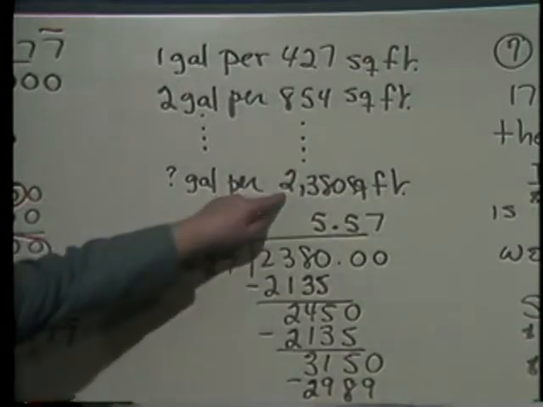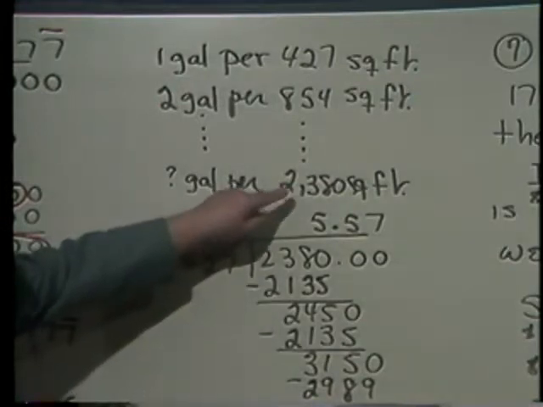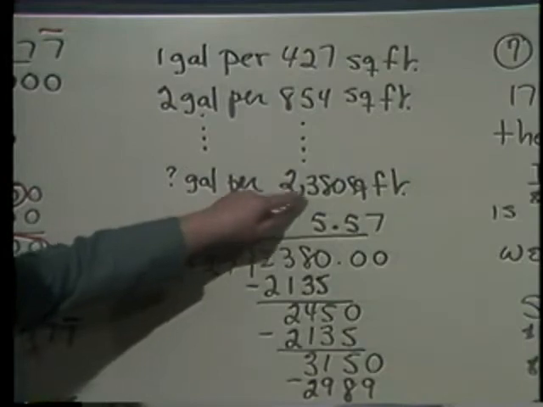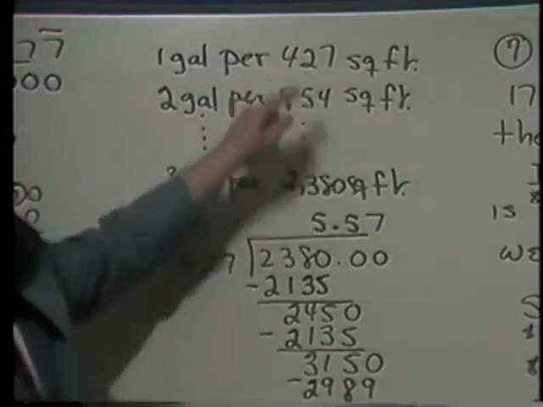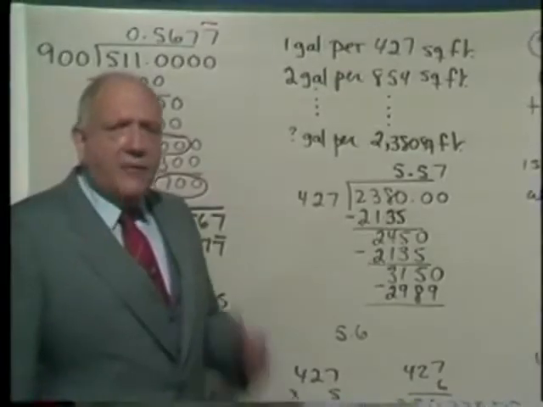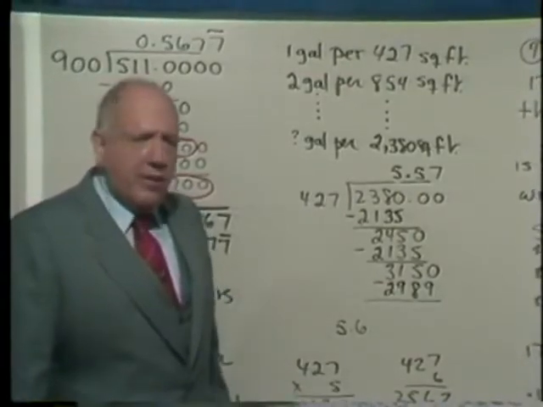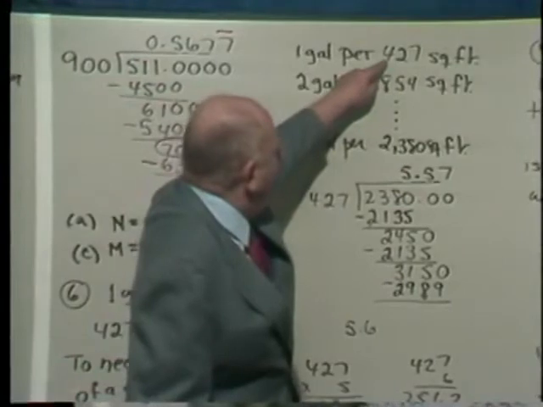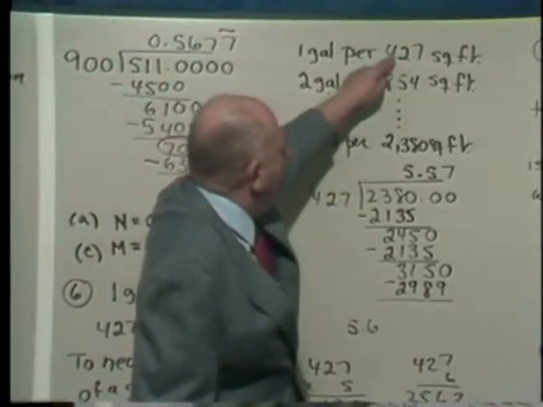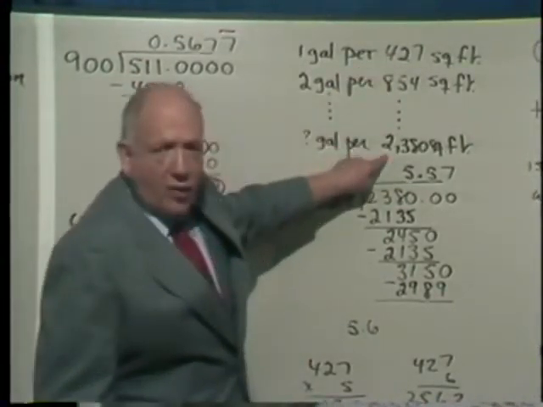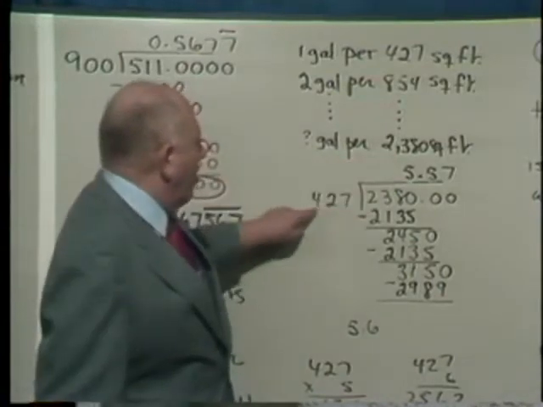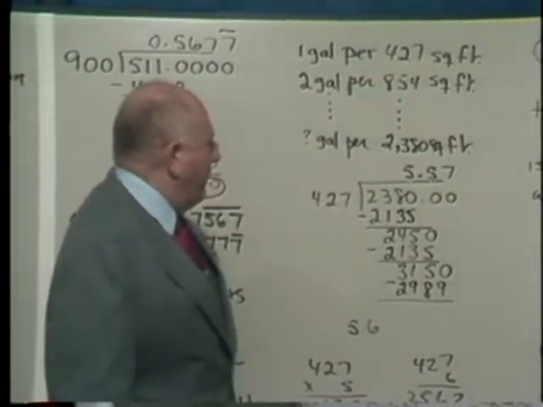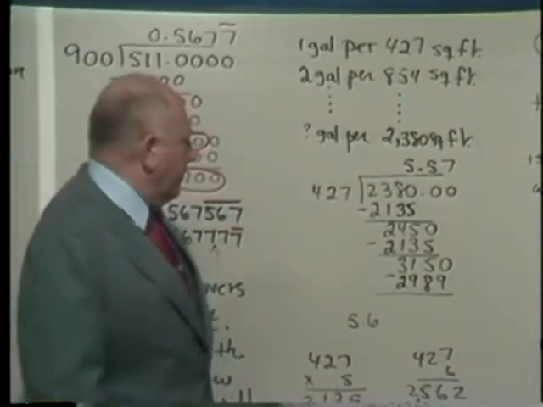See, in terms of the language of Module 3, what we're asking is: is 2,380 a multiple of 427? And if not, in between what two multiples is it? And how do you solve that kind of a problem? Since you're counting by 427s, you want to see how many times 427 goes into 2,380. So we take 427 and divide into 2,380.